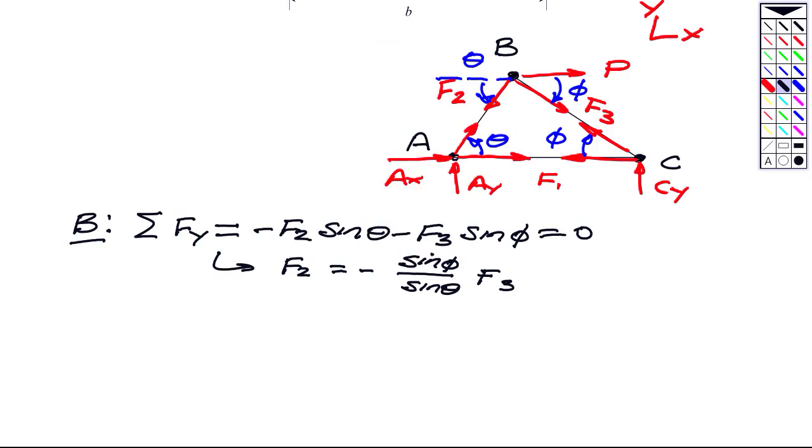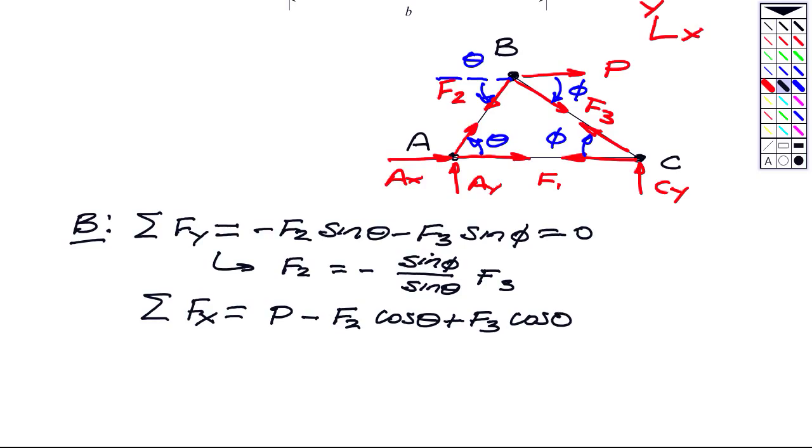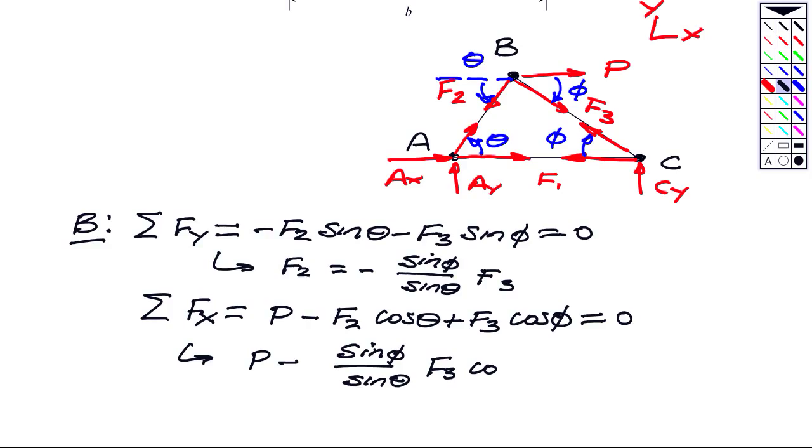I will now sum forces in X. Summing forces in X, I have the applied force P. I have minus F2 cosine theta. I have F3 cosine phi, that's in the positive X. And for equilibrium, that is 0. So from this, if I substitute the equation before, this becomes P minus sine phi over sine theta times F3 times cosine theta. And I have a minus, and a minus makes this a plus, and then I have F3 cosine phi.